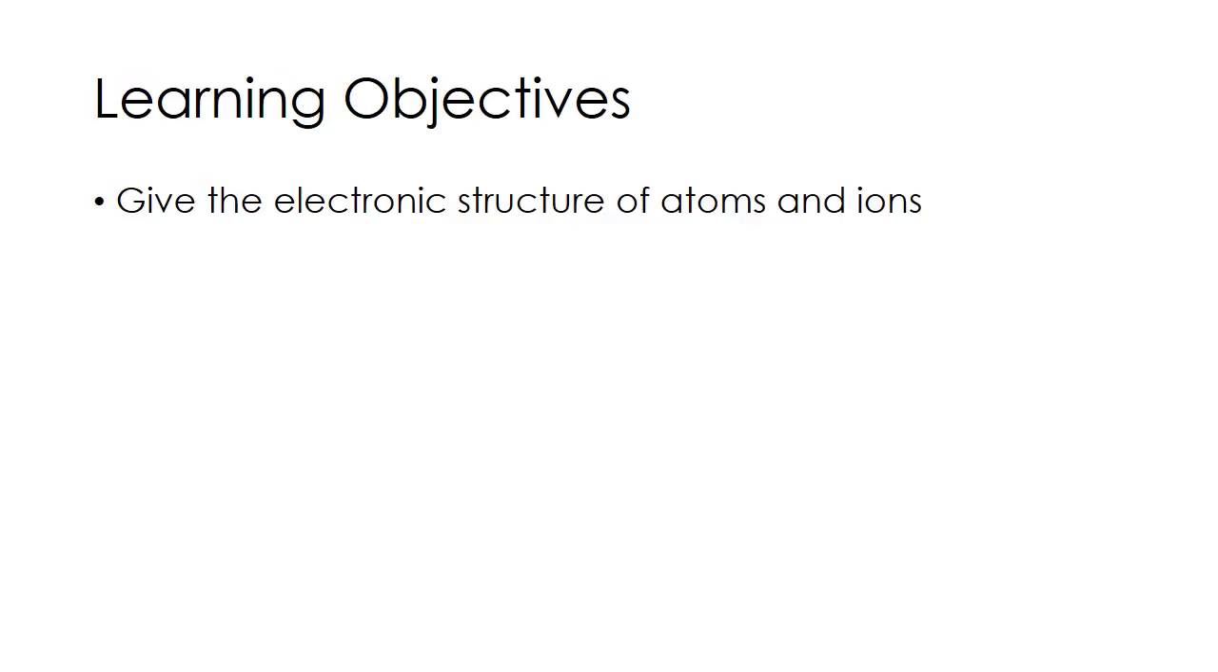So back to our learning objectives, which was to give the electronic structure of atoms and ions. As usual, if you feel you can do this, then you're good. If you don't feel you can do this, either rewatch the video or look at the textbook, but make sure you understand it before you come to lesson. And if you are watching the mixed version of this video, then on the next 4 slides, there will be some multiple choice questions for you to do.